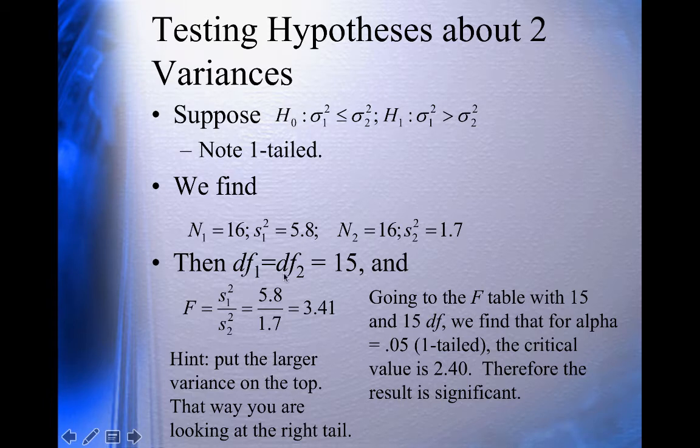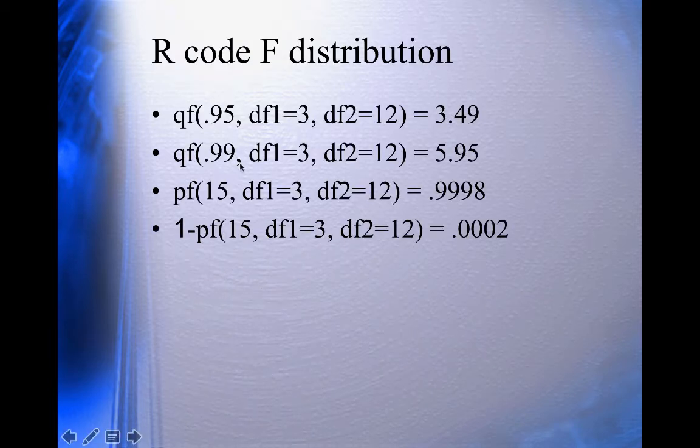So you should put the larger variance on the top, especially if that's the thing that you hypothesize to be bigger. And then you've got the upper right tail, or the upper value, the right tail, is what you want to compare it to.